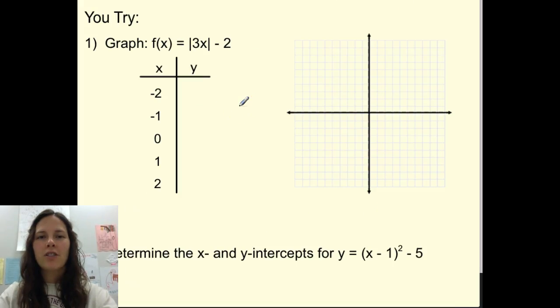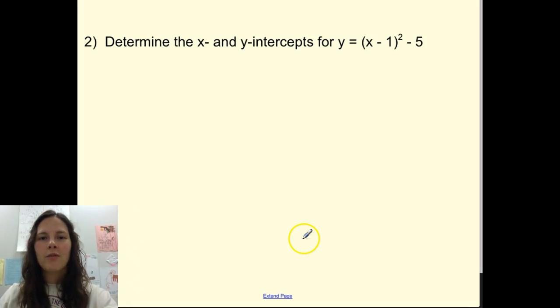You have two you-try questions. The connection that I want you to make with that t-chart is that every single point on the graph comes from a solution to the equation that you were given. So there's a relationship between the equation, the graph, and the ordered pairs that are solutions or make the equation true. And our second you-try, solving for those intercepts.